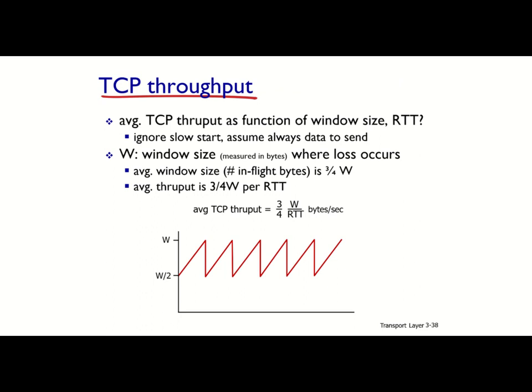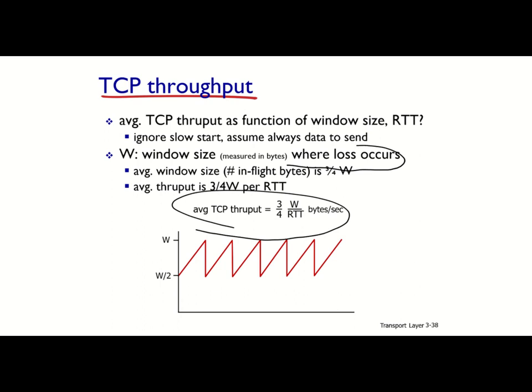Although the TCP throughput is a function of window size and it's not constant, we can have an estimation for average TCP throughput, since this plot is an approximation of the plot of congestion window size. We can estimate the average TCP throughput as 3 divided by 4 times the window size divided by RTT. The window size W is the window size when loss occurs.